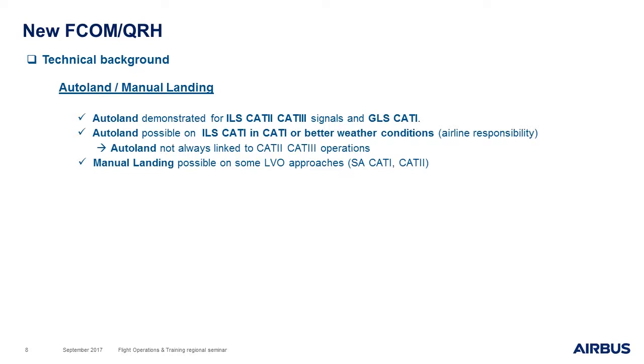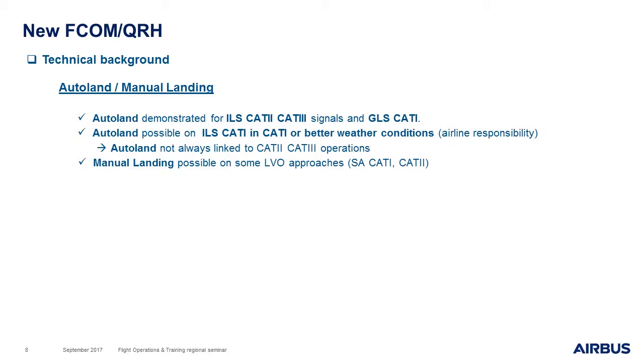However, the autoland is possible on ILS CAT I in CAT I or better weather conditions under the airline responsibilities. So it means that the autoland is not always linked to CAT II/CAT III operation. You can perform an autoland on an ILS CAT I signal if you follow some given conditions of the FCOM, and you can perform autoland on ILS CAT II, CAT III signals.